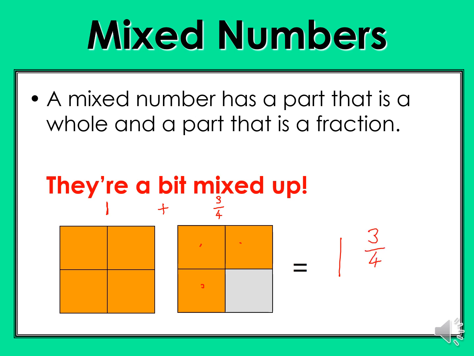So I know this looks like 1 3 quarters, so you might just think it was 3 quarters, but it's actually got a plus, so it's 1 and 3 quarters. We just don't normally write that when we're doing mixed numbers. So 1 3/4.